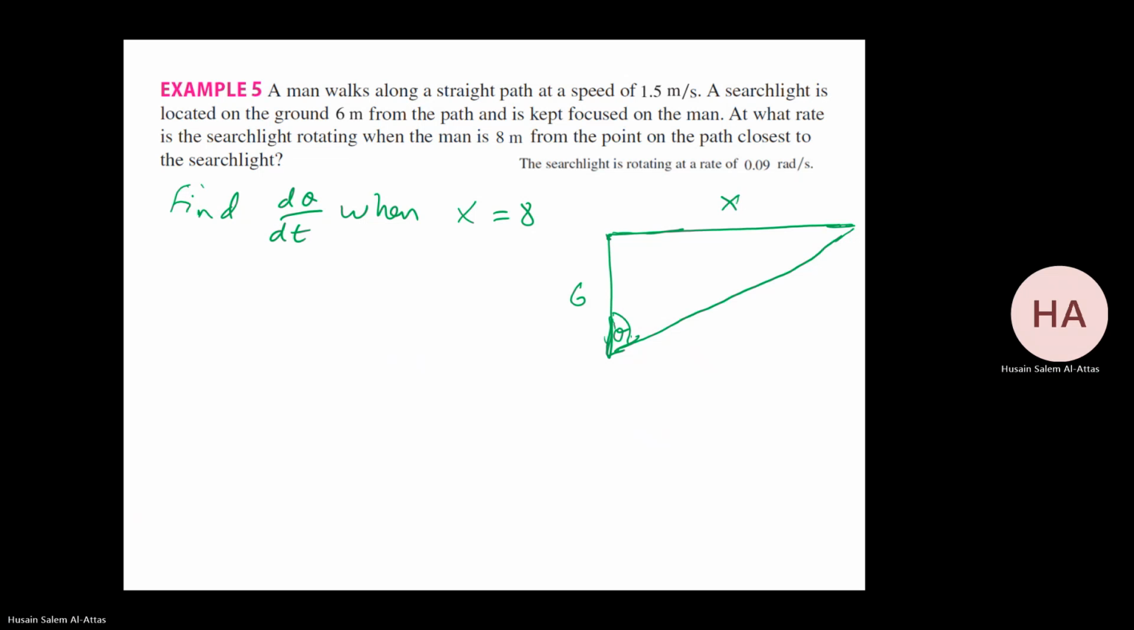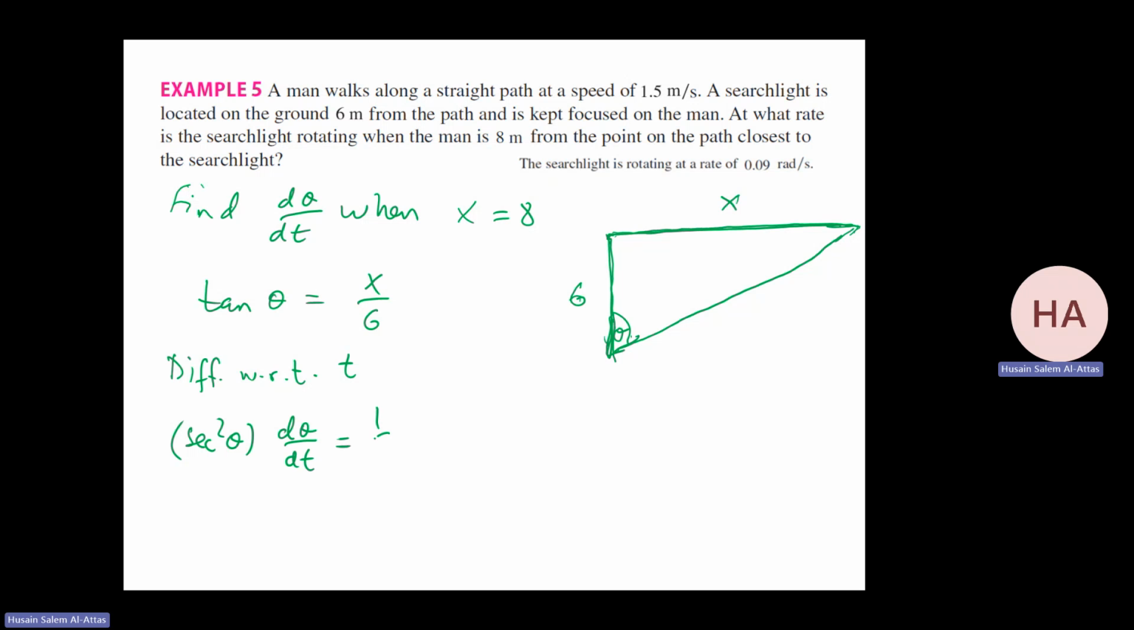Now, what is the relation? This is the opposite and this is the adjacent, so I'll take tan. Tan theta will be X over 6. Now differentiate with respect to time. So I have secant squared theta times d theta by dt equals 1 over 6 times dx over dt.